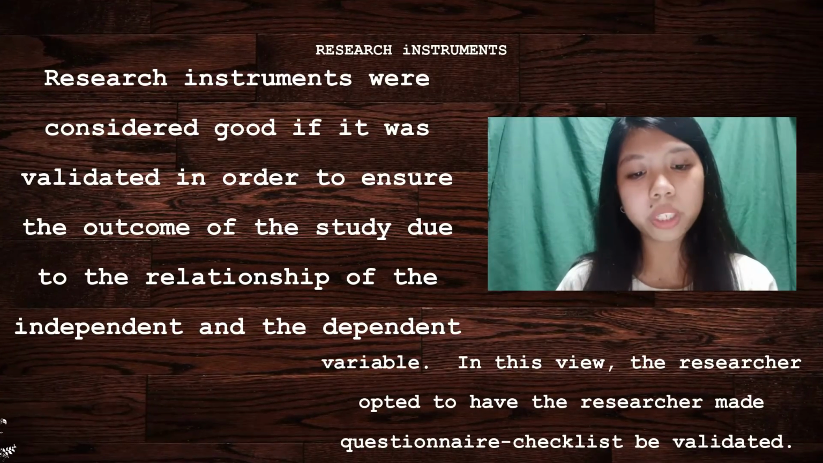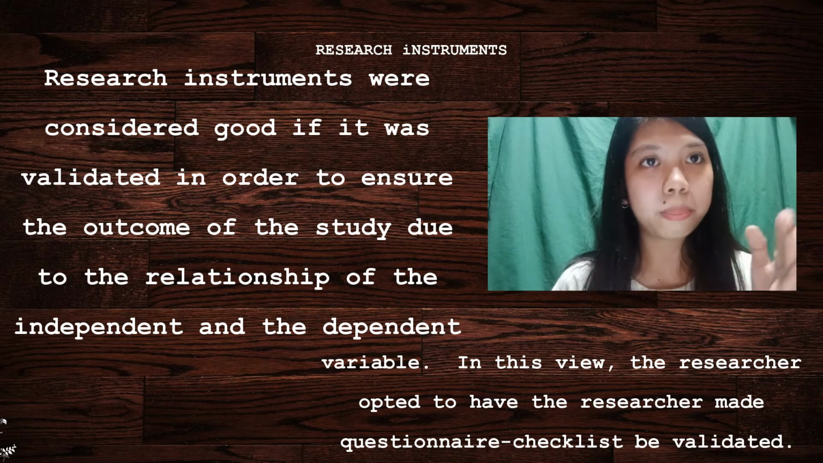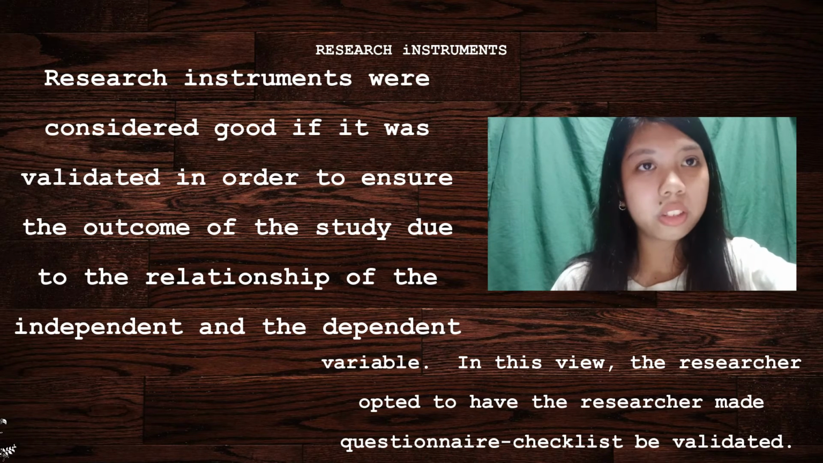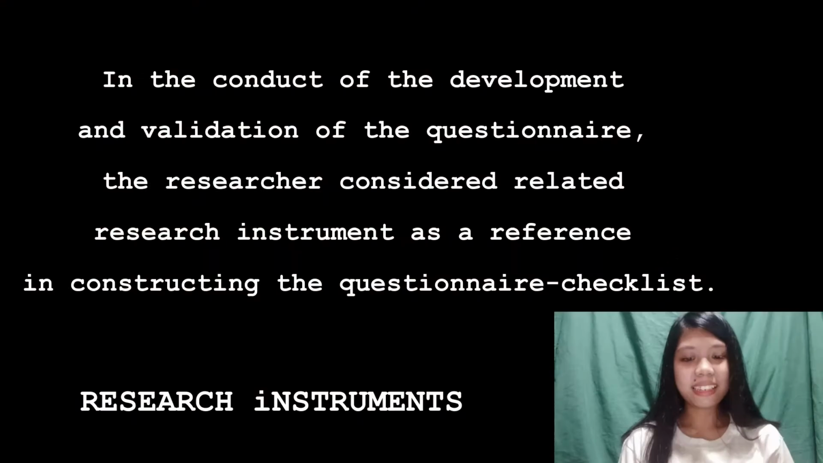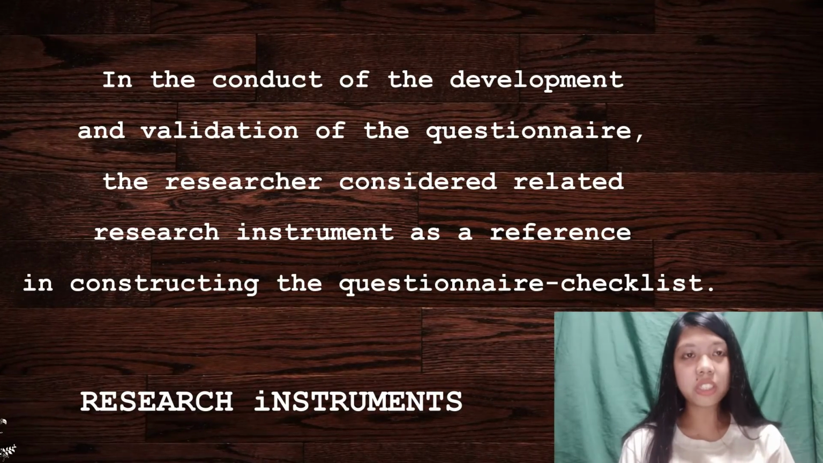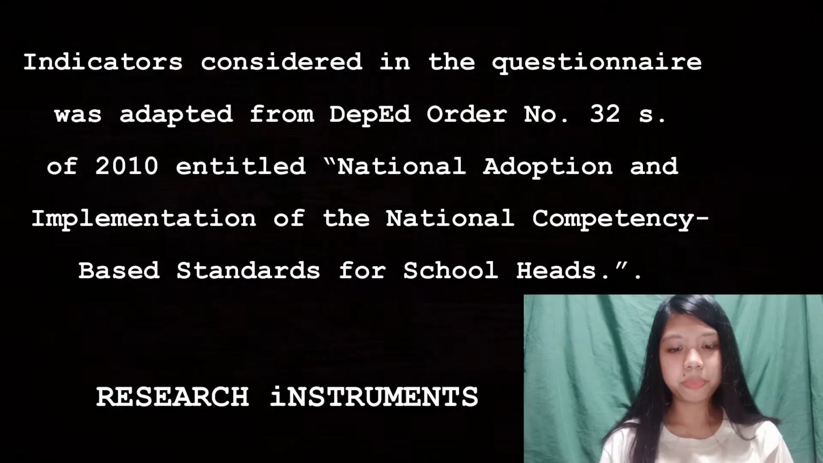We will talk about the validation of the research instrument. Research instruments are considered good if they are validated, in order to ensure the outcome of the study, due to the relationship of the independent and dependent variables. In this view, the researcher opted to have the researcher-made questionnaire checklist validated. In the development and validation of the questionnaire, the researcher considered related research instruments as references in constructing the questionnaire checklist.